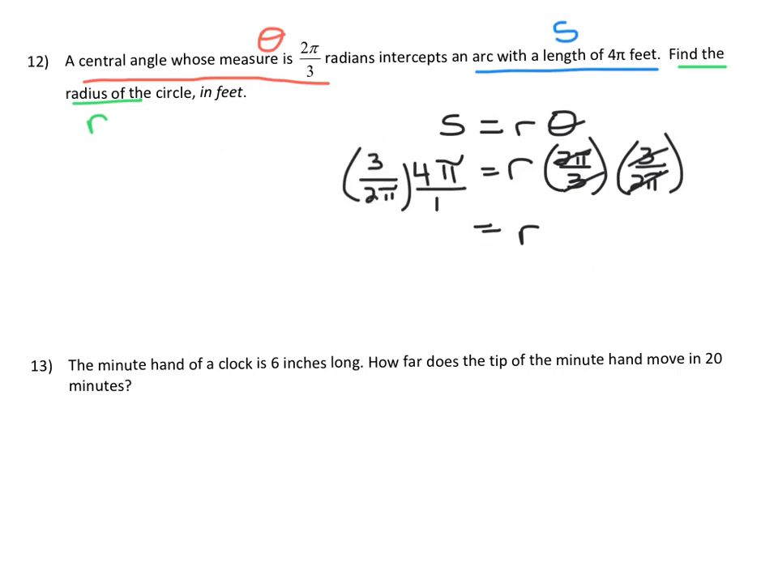And there's a couple different ways you could solve this. You could simplify and then multiply across. I'm going to just multiply across. So 3 times 4 pi is 12 pi, and then 2 pi times 1 is 2 pi. And if we simplify this, the pi's just cancel out, and 12 divided by 2 is 6. So the radius, I'm just going to write it over here, is equal to 6, and the units here are feet, so 6 feet.